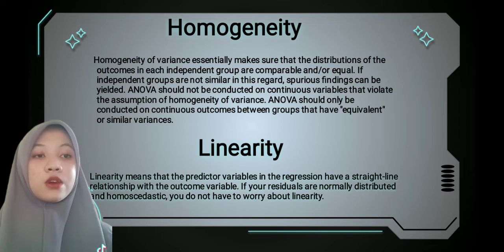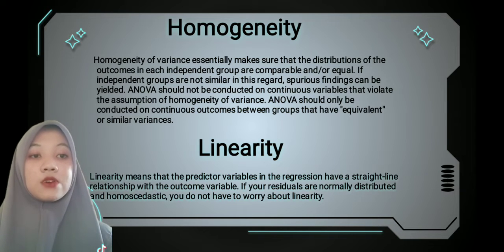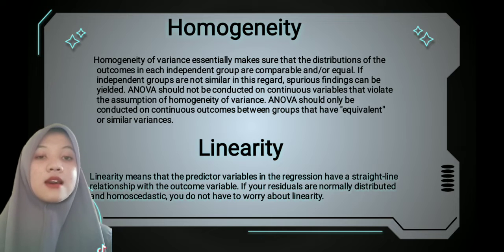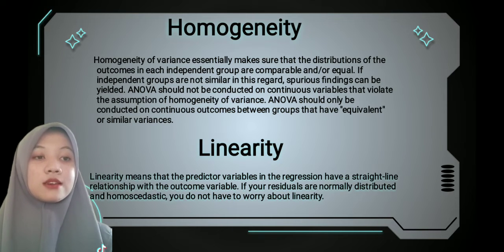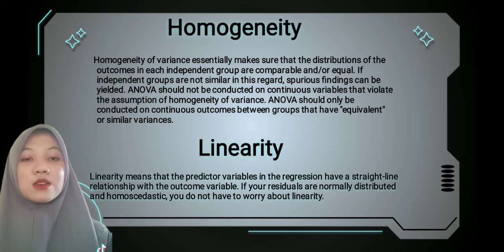ANOVA should not be conducted on continuous variables that violate the assumption of homogeneity of variance. ANOVA should only be conducted on continuous outcomes between groups that have equivalent or similar variances. So the next explanation will continue.